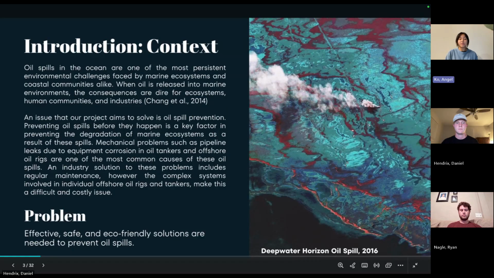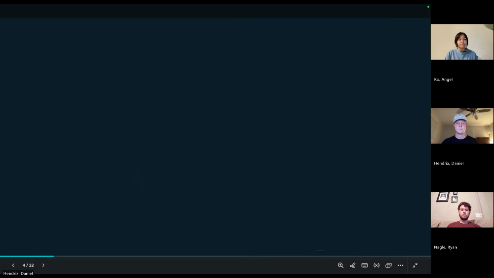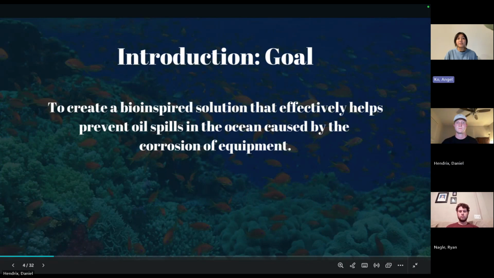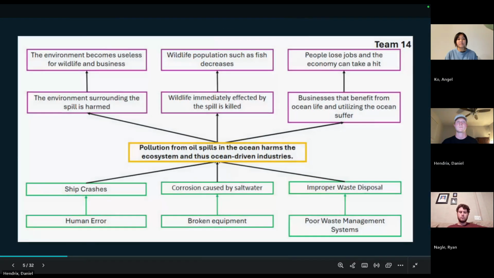And the problem that we're addressing is to establish an effective, safe, and eco-friendly solution that is needed to prevent those oil spills from happening. Our goal for the project is to create a bio-inspired solution that effectively helps prevent oil spills in the ocean caused by the corrosion of equipment. This is our problem tree that we used to determine exactly what problem we wanted to address in our project.